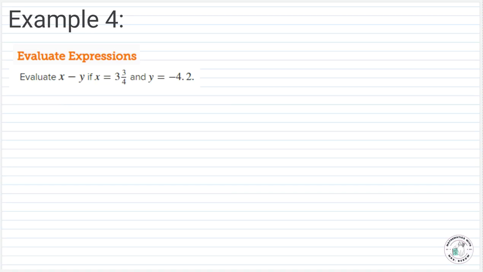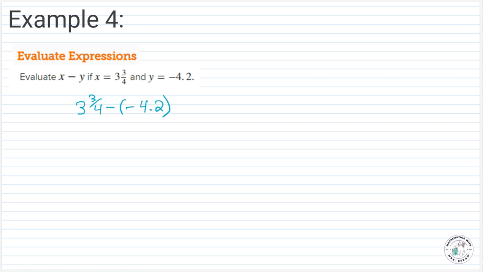All right, so last example, same idea, just to really make sure we get the point across of how we evaluate expressions and how we subtract with rational numbers. So x minus y if x is equal to 3 and 3/4 and y is equal to -4 and 2/10. So again, we're evaluating this for those specific variable values. So we can write this as 3 and 3/4 minus, again, -4 and 2/10. So with this question, we're going to keep change.